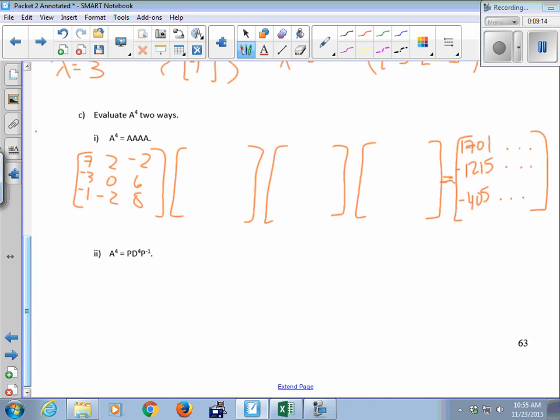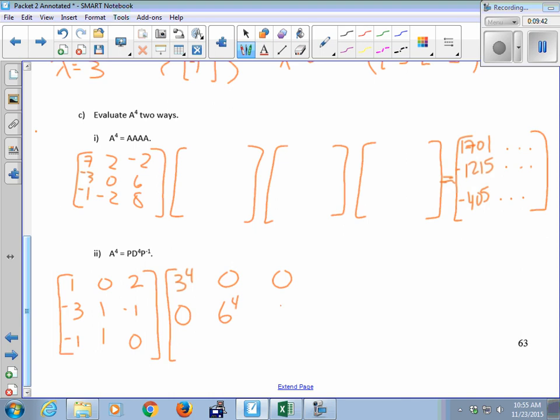But to evaluate A to the fourth using PDP inverse, because I already have it diagonalized, I just have to raise D to the fourth. So it's going to be P, which was 1, -3, -1, 0, 1, 1, 2, -1, 0. That's my P. D to the fourth is just take each non-zero entry in D and raise it to the fourth. Times P inverse.